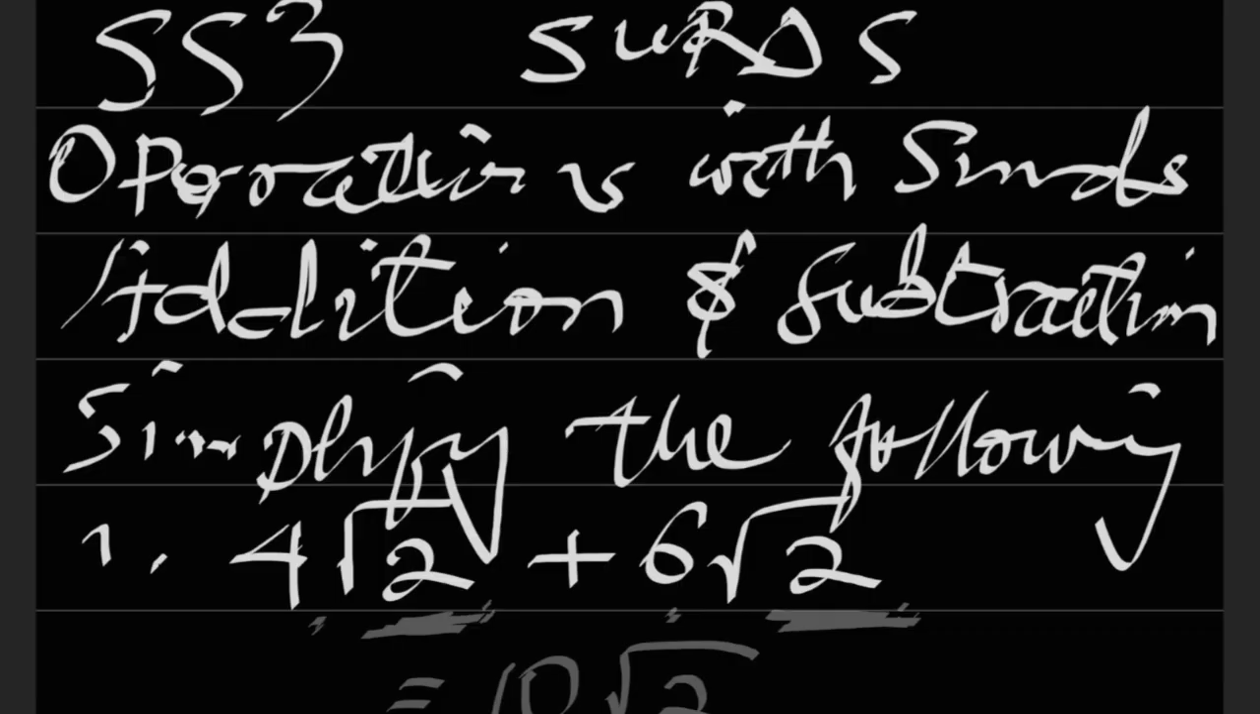And what do I mean by like terms? How can we know? You can know like terms from the numbers inside the root. If the numbers inside the roots are the same, then the numbers are like terms. That is when you can add or subtract.